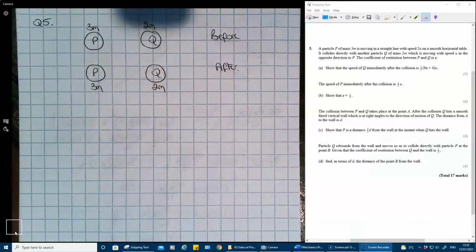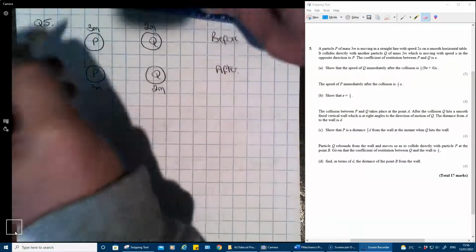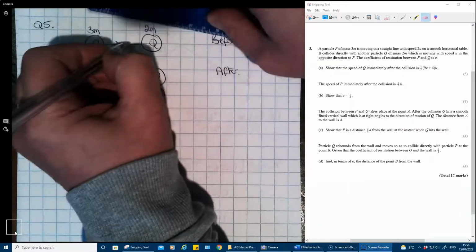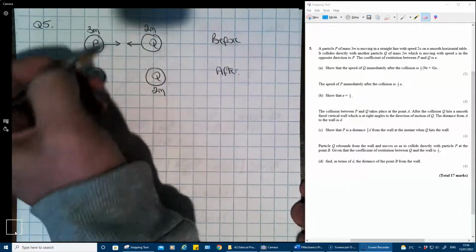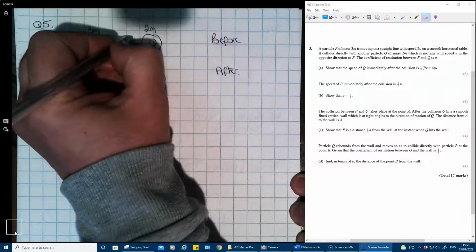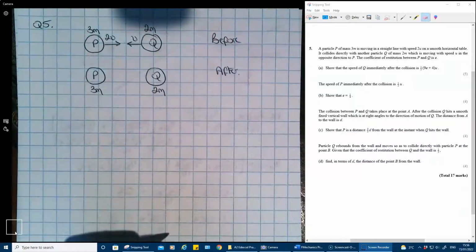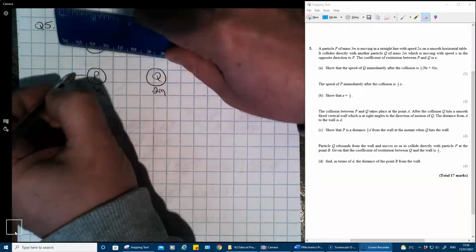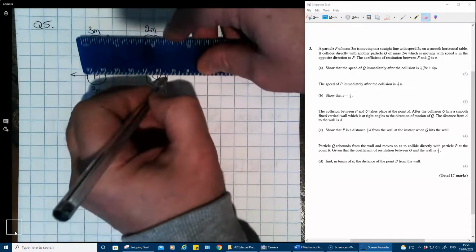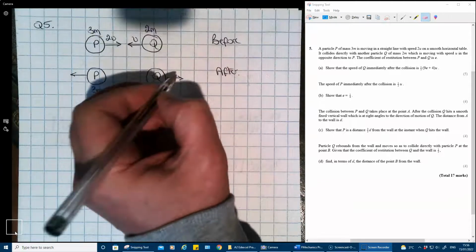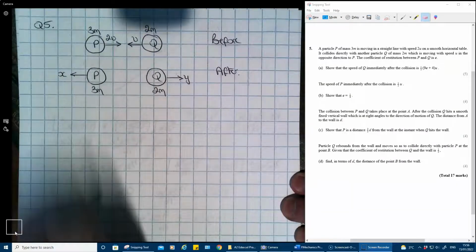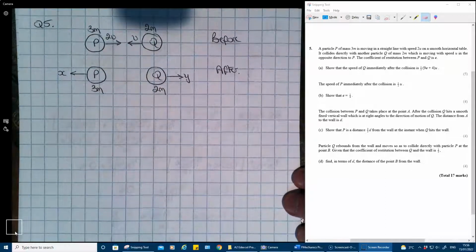Okay, we've got two particles approaching in opposite directions, so we'll have this one going this way, this going this way, this one going with 2u, and this one going with u. Afterwards, we can't be sure which way they're going, but I'm going to go that one that way, and this one this way. Call that y, this one x, could call it p and q, whichever helps you remember it really.